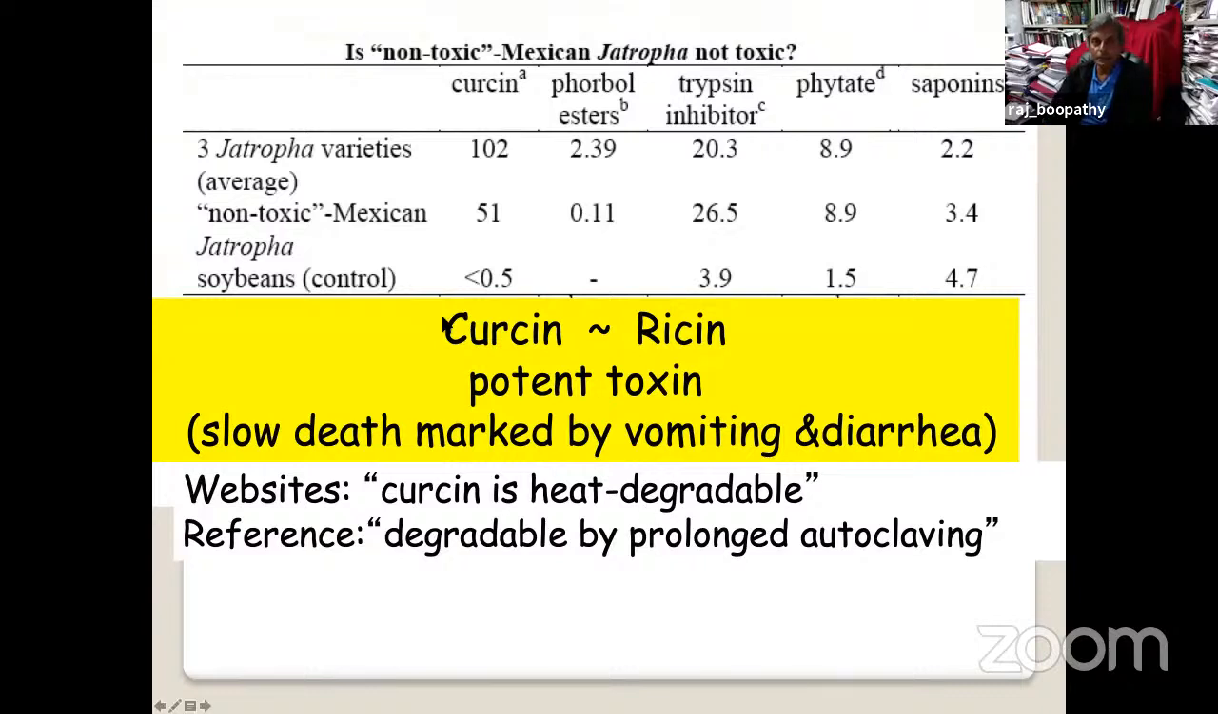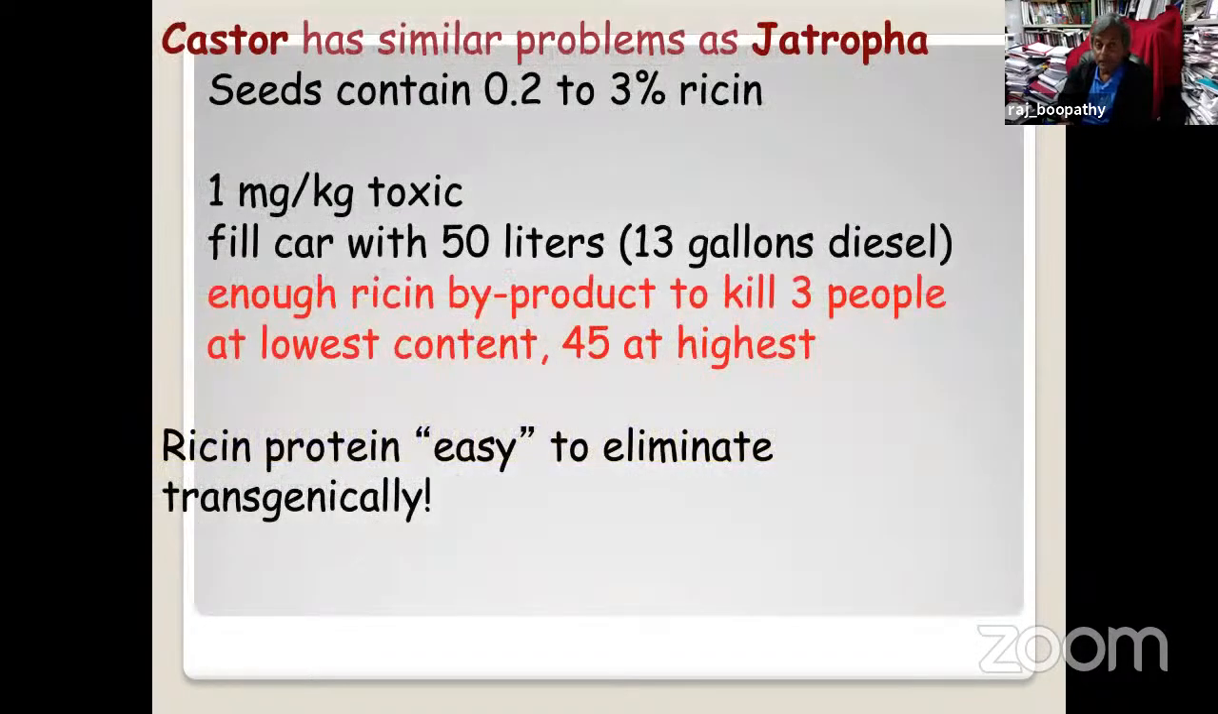As I said before, this is some of those yields of Jatropha varieties. How much curcin is produced when you process them is almost equal to ricin, a potent toxin. Curcin is heat degradable. Okay, so castor is another. You can produce oil. Castor has a similar problem to Jatropha, and here you produce the toxin ricin, right? So from 1 milligram per kilogram of toxic, you produce 50 liters or 13 gallons of oil. But the ricin byproduct can kill 3 people. So there is some problem with this byproduct from Jatropha as well as ricin.